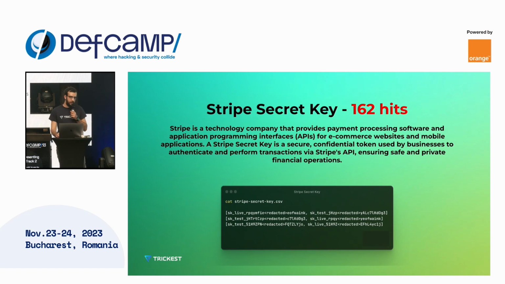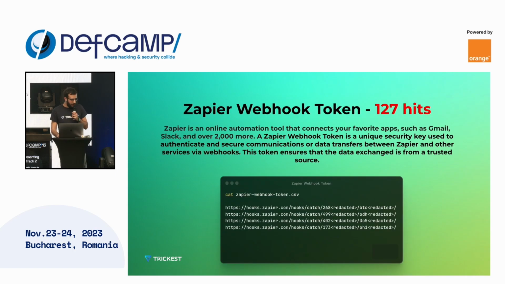Stripe secret key, you probably know what you can do with a Stripe secret key. Get all of the payments into your own bank account. That's something more on the fintech side of things, where people just leak these kinds of credentials for everyone to see. Zapier webhook tokens, so you can send hooks to Zapier automation, so you can also impact the business side of a certain company that leaked this.